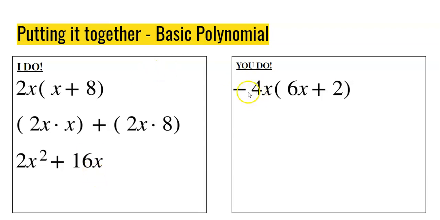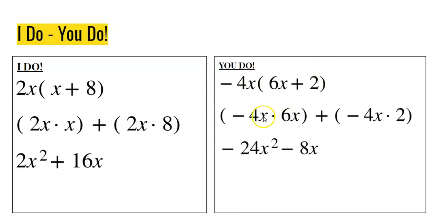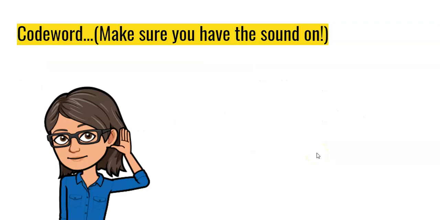So now you try. What's negative 4x times the quantity of 6x plus 2? Same thing, you're going to distribute. You're going to do negative 4x times 6x. Then you're going to do negative 4 times 2. So hopefully you're able to get negative 24x squared. Negative 4 times 6 is negative 24. x times x is x squared. And negative 8x, because negative 4 times 2 is negative 8. Just an x. Keep the x. Negative 8x. So that is the end of our part 1 video.